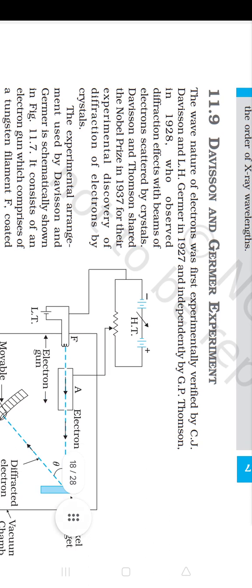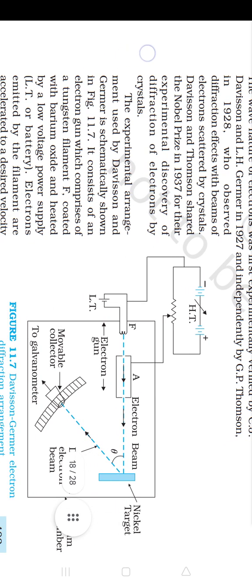11.9 Davisson and Germer experiment. The wave nature of electrons was first experimentally verified by C.J. Davisson and L.H. Germer in 1927, and independently by G.P. Thomson in 1928, who observed diffraction effects with beams of electrons scattered by crystals. Davisson and Thomson shared the Nobel Prize in 1937 for their experimental discovery of diffraction of electrons by crystals.